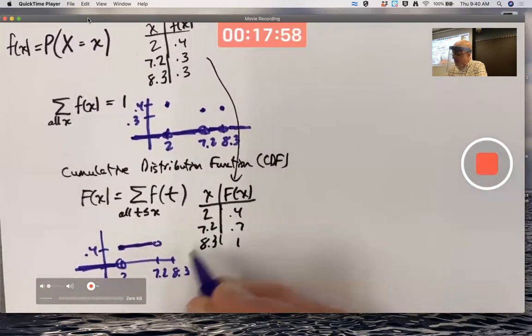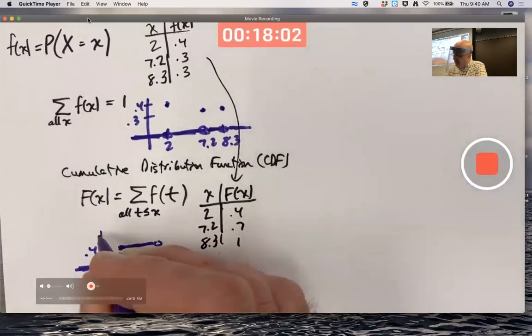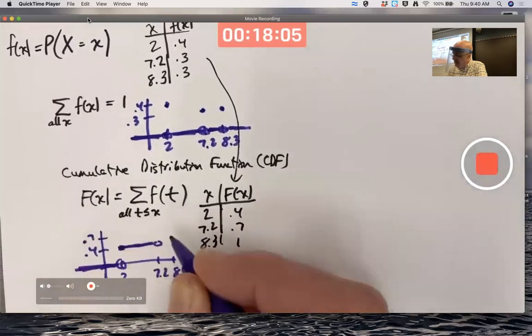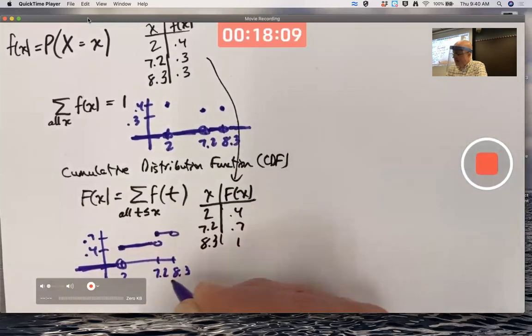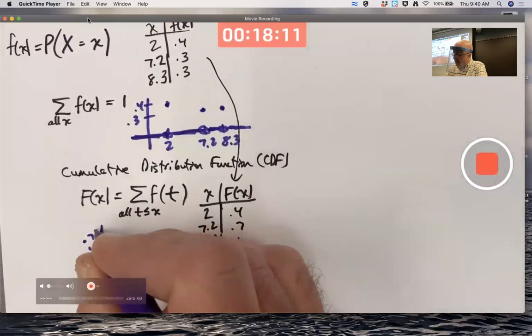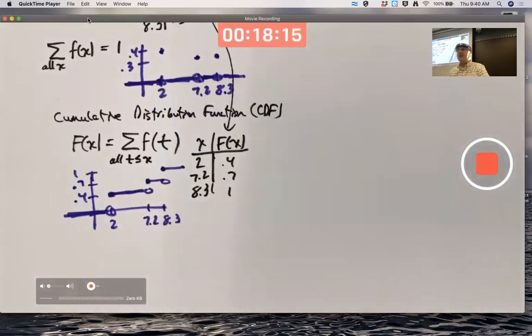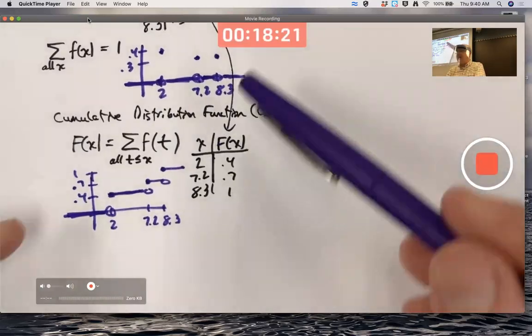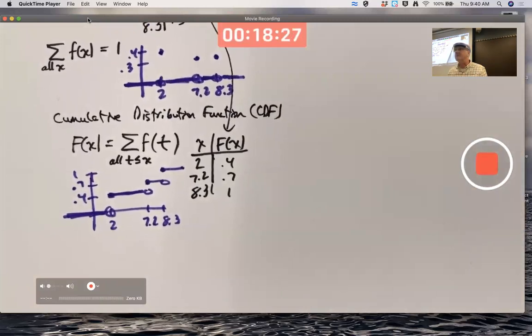Then when x equals 7.2, you actually do add on a positive probability and you get up to 0.7. And then finally, when you get to 8.3, you get up to a value of 1. That's technically what the graph of the CDF looks like. Technically, it is defined for all x. This technicality of being defined for all x is just convenient sometimes. It's not something you typically have to worry about too much.